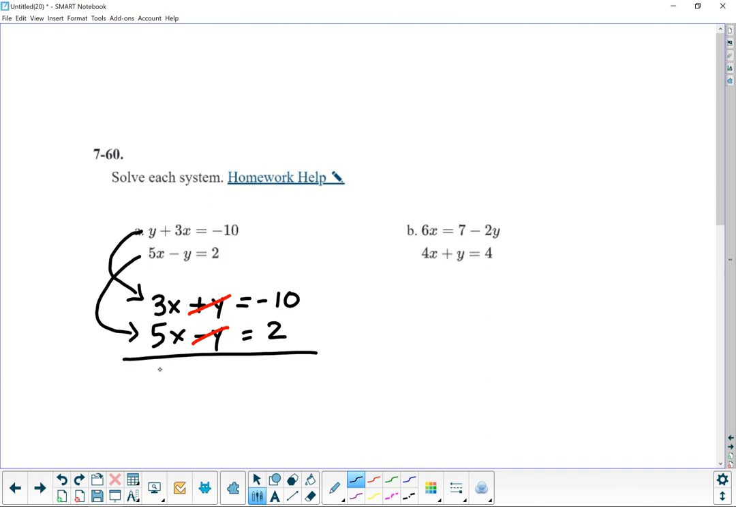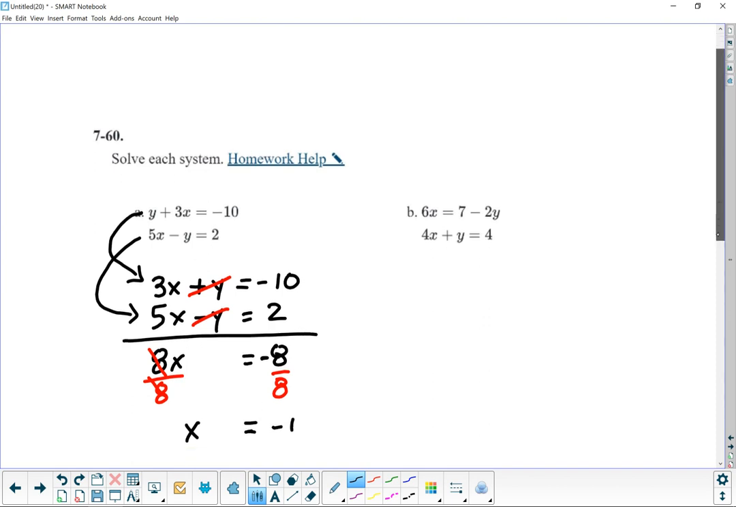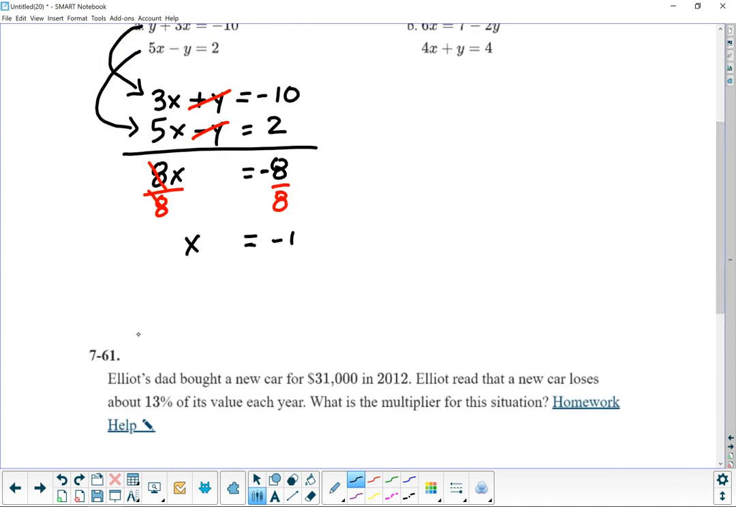And when I add it, I will get 8x equals negative 10 plus 2. Oops, it's not positive 8, it's negative 8, by the way. Negative 10 and positive 2 makes negative 8. Dividing by 8 on both sides allows you to solve for x. Negative 8 divided by 8 is negative 1. So x is negative 1. That's part of your answer.